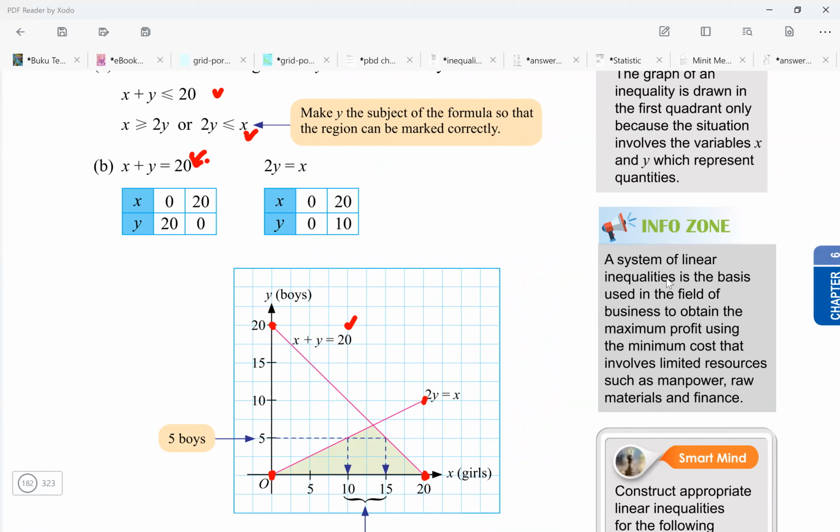This one you already learned yesterday. We have x plus y is less than 20. This is your straight line x plus y, less than 20, meaning that you are going to shade the one below. So this one, you're going to shade. I just make a mark there. And then the second one, 2y is less than x. So 2y is this straight line, less than x, also below. So below, we are going to shade this part and this part.